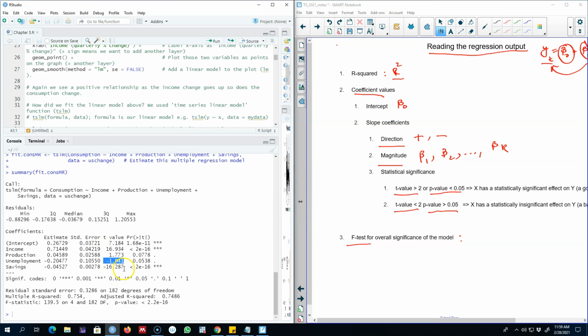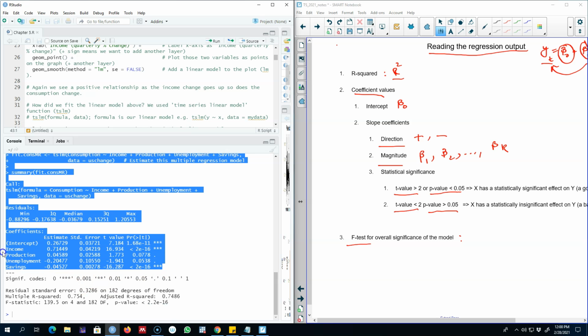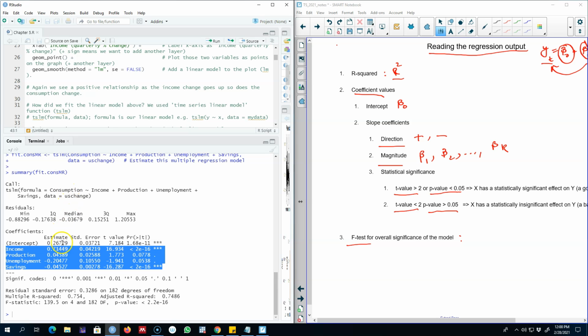We can look at the p values or probabilities as well. We see that the p-value here is below 0.05, but for the case of production, the p-value is about 0.07, and also the t-value is less than 2. So we can conclude that production is probably not a very good predictor of consumption. And then we can look at the f-stat value, and it is statistically significant as the p-value is less than 0.05. So we can conclude that at least one of these variables is statistically significant.